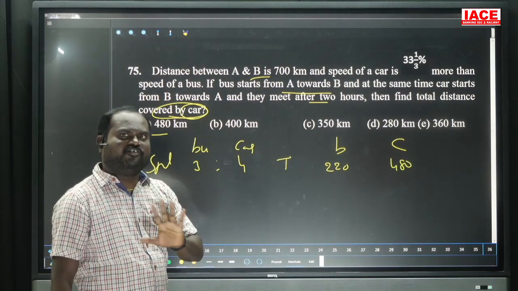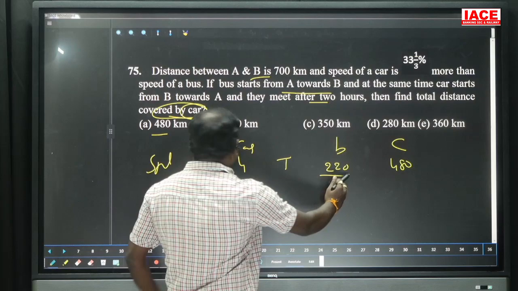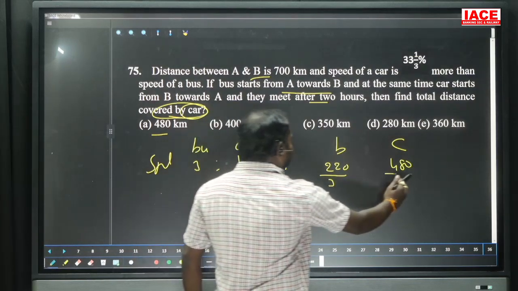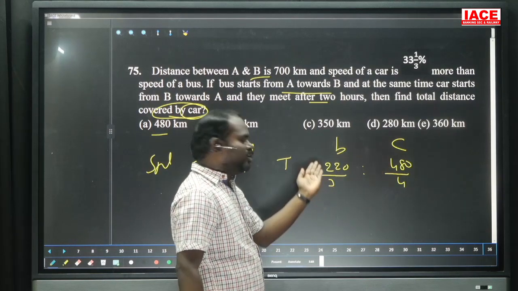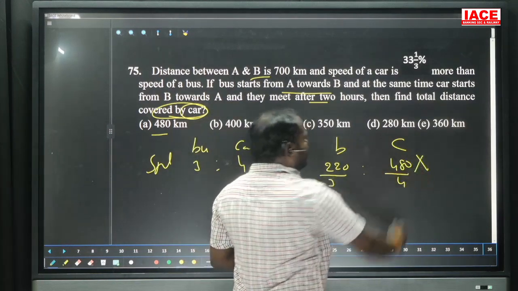Time is distance by speed: 220 by 3 and 480 by 4. Can we get 1:1 from this? Here 480 by 4 is 120, but 220 by 3 is not 120. So the first option is not suitable.